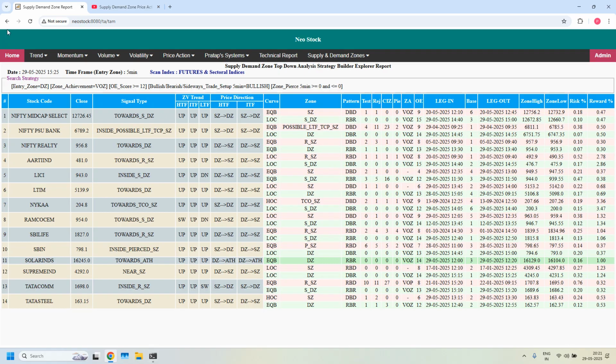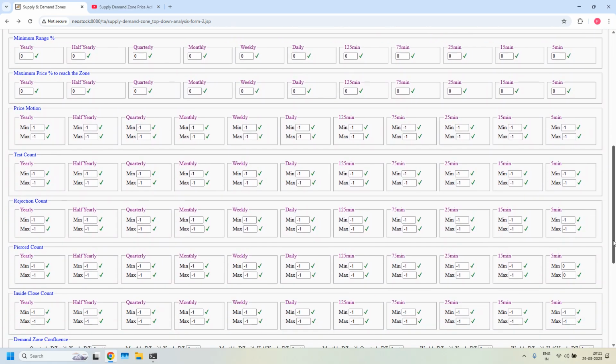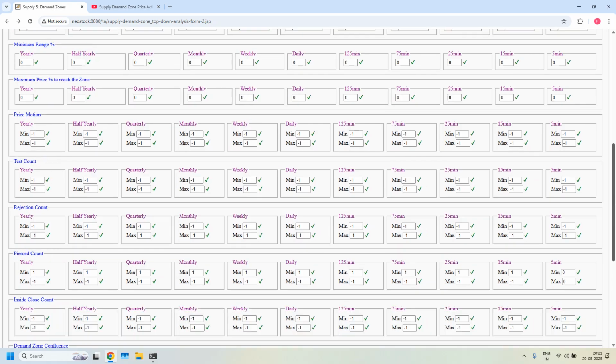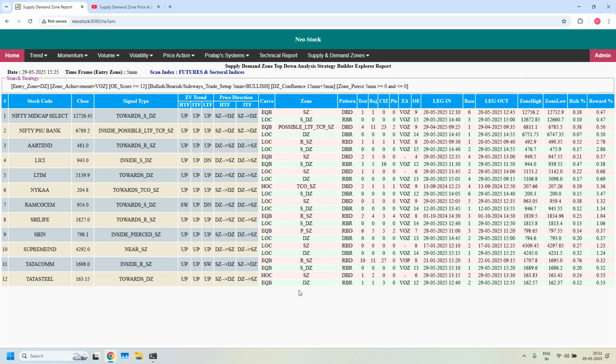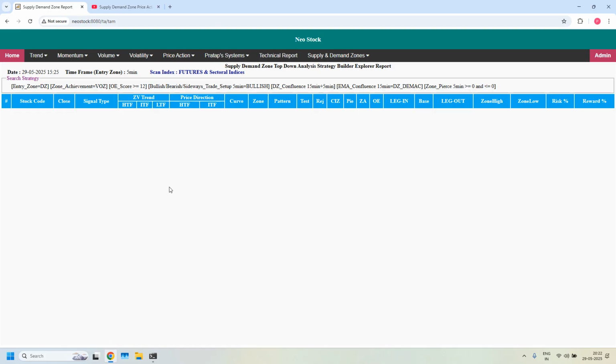So first one is LTF and ITF demand zone confluence. 5 minutes and 15 minutes demand zone confluence. Let us filter. So I am enabling this filter. Twelve stocks are filtered. That means 5 minutes demand zones overlapped with 15 minutes demand zone. And 15 minutes trend, ITF trend, is uptrend in all the stocks. So let's further filter this list based on EMA confluence on 15 minutes time frame. That is, whether the 15 minutes demand zone has daily EMA confluence or not, we are checking. None of the stocks are having it.